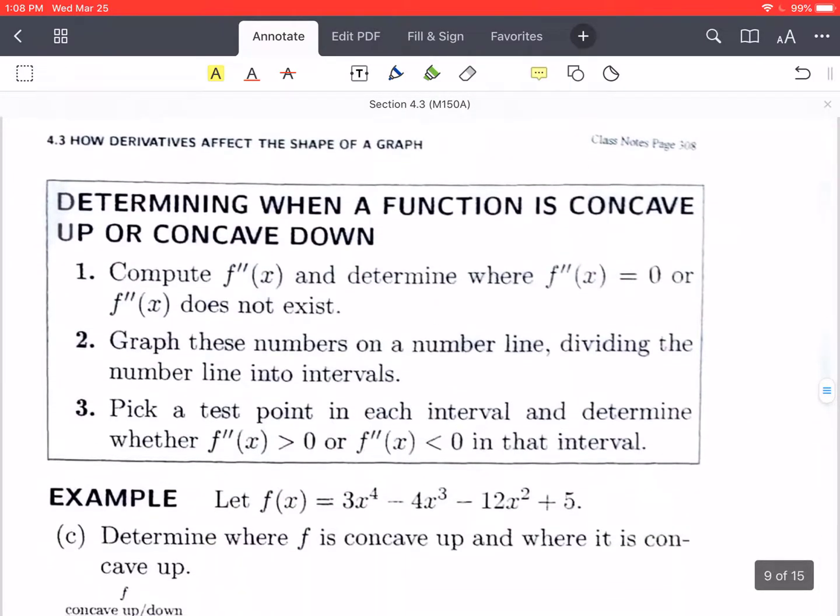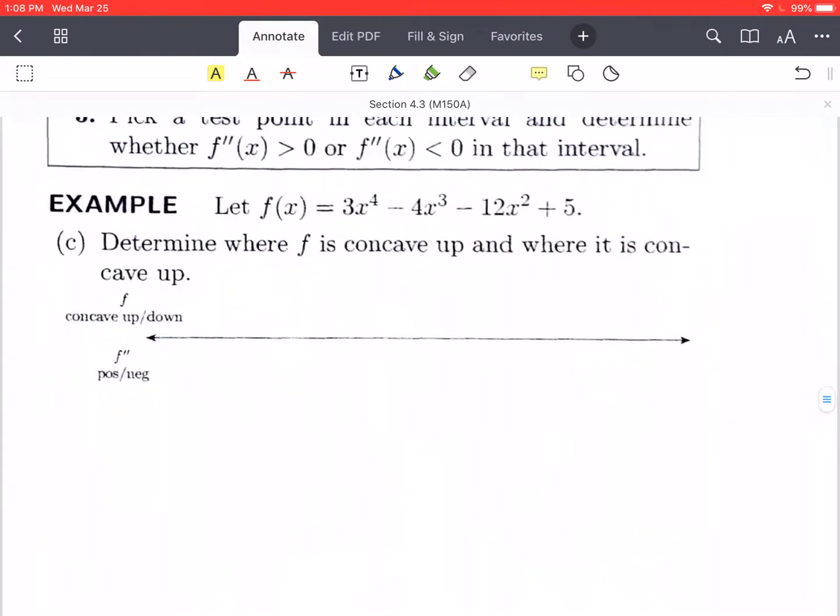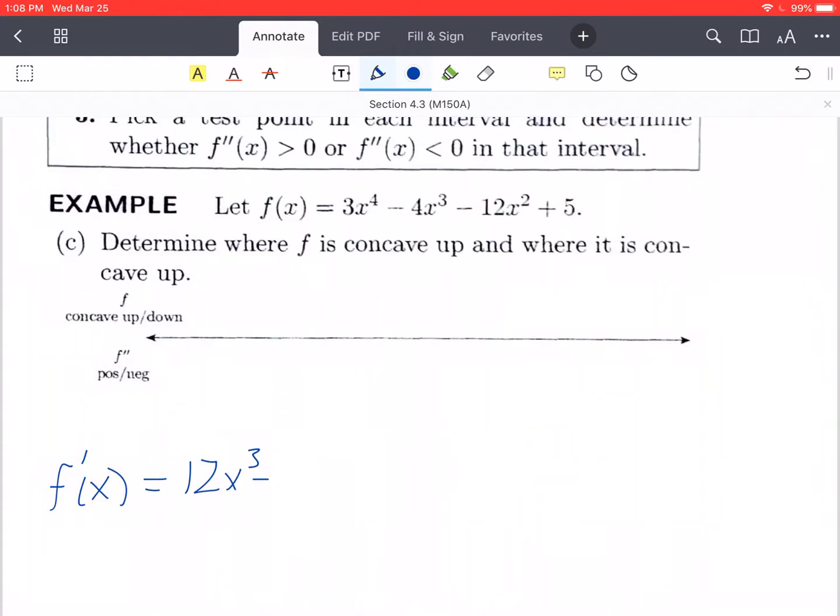Okay, so to make this determination, we find where the second derivative is equal to 0, and then we can just do the same thing we did before. On the number line, determine where the graph is concave up and down around these points, where it's 0. Okay, so here's our same function we've been working with for this section. So let's go ahead and find the second derivative. So first we need f prime, which we found earlier. That's 12x cubed minus 12x squared minus 24x.